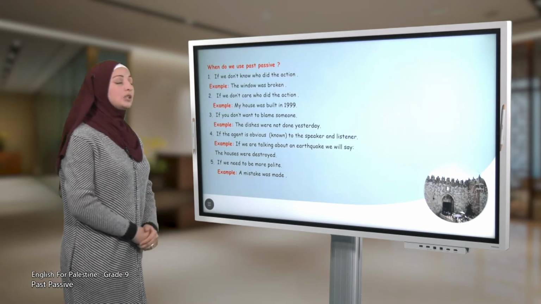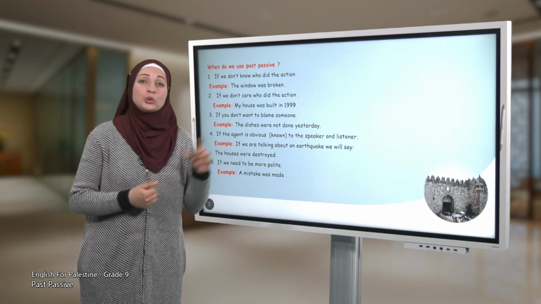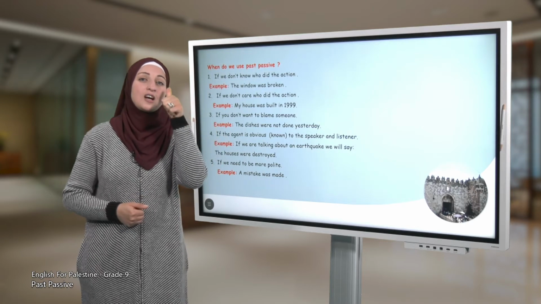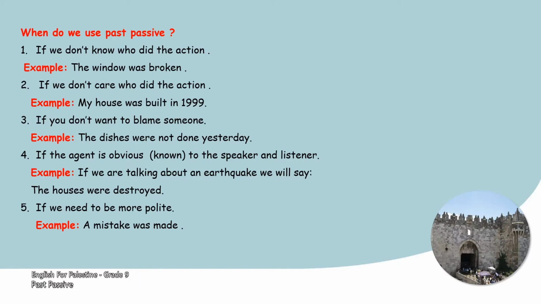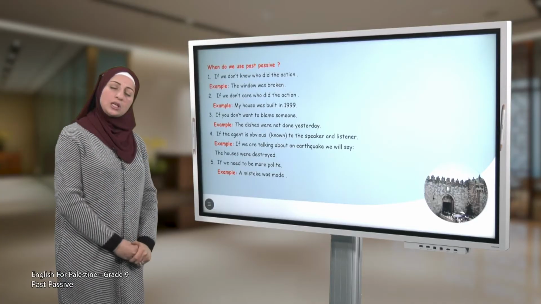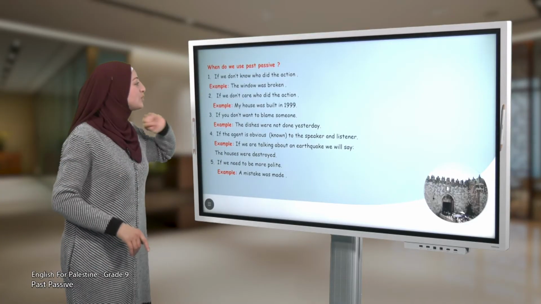The first question, when do we use past passive? We have many different cases to use past passive. Let's start with the first one. Case number 1, if we don't know who did the action. Okay, an example. The window was broken. The question here, who broke it? We don't know. So, we use passive.